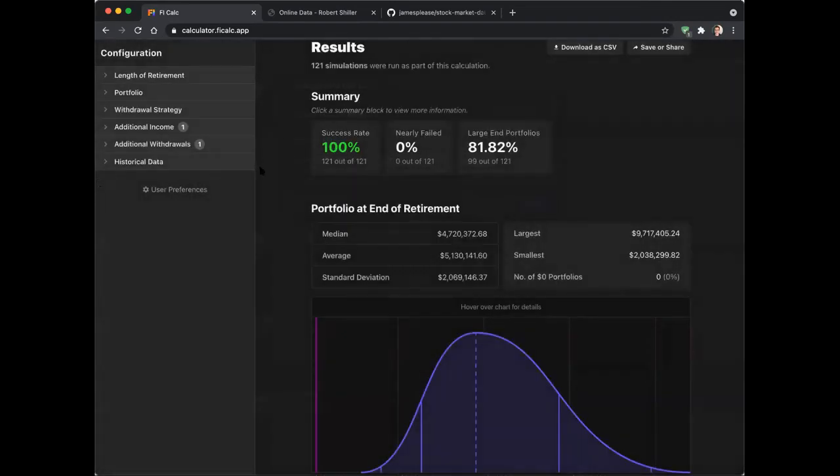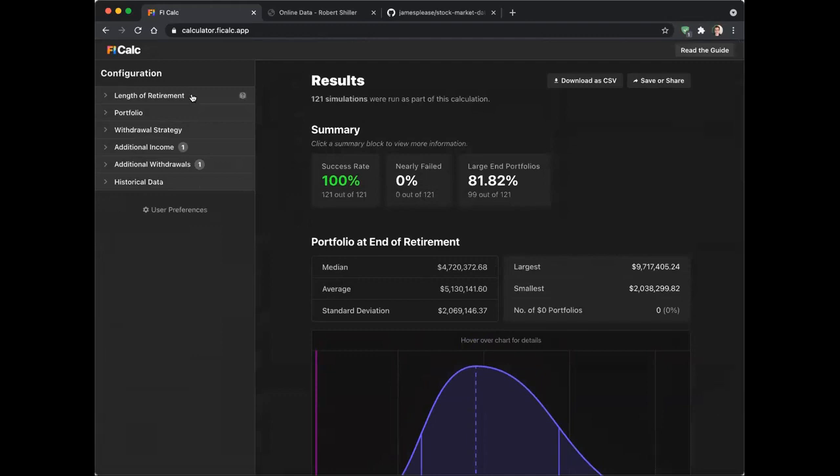So just thought I'd mention that. So that's kind of all the configuration stuff. And I'm going to hop on over to the questions.